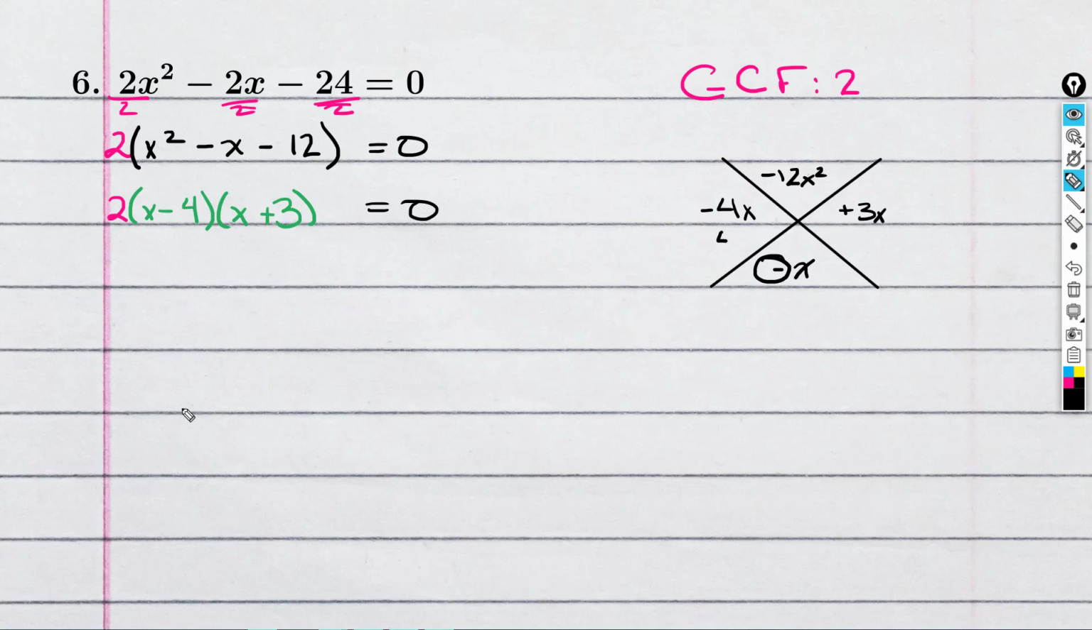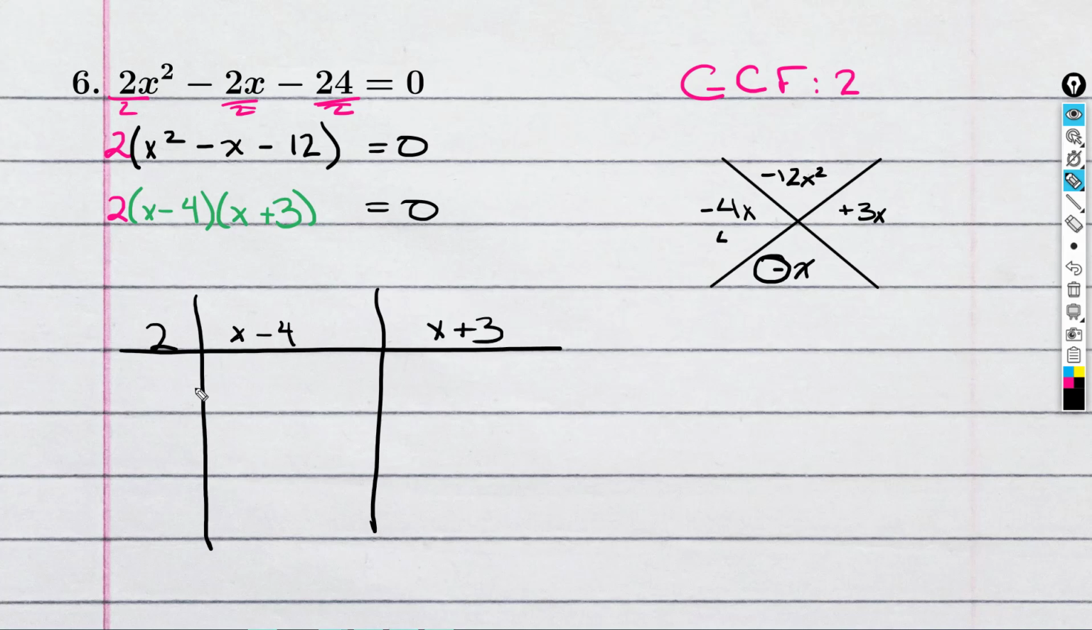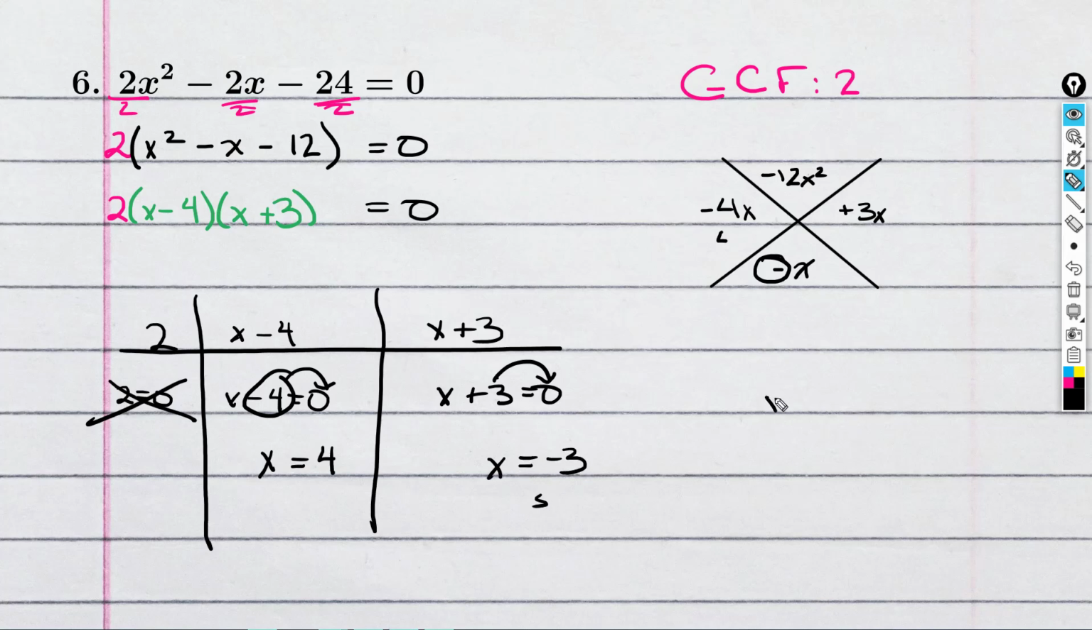So now that we have it factored, the next step is to make our table. Well, we have 3 different factors. We have the 2, the x minus 4, and the x plus 3. If I set those equal to 0, 2 can't equal 0, so that's thrown out. I move my negative 4 over to the right-hand side, so that gives me x is equal to positive 4. Move my 3 to the right-hand side, gives me x is equal to negative 3. This is my smallest. So x is equal to the set, negative 3, 4.